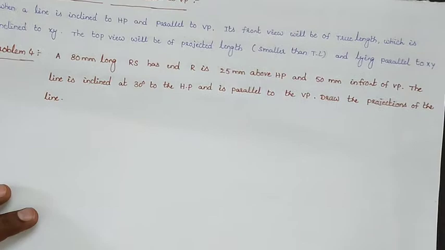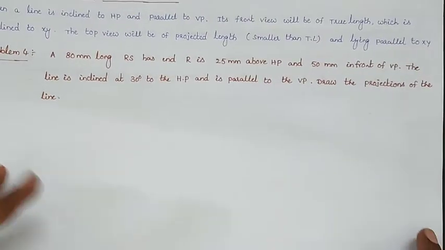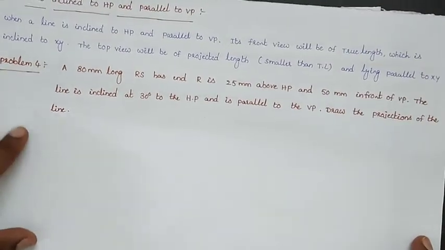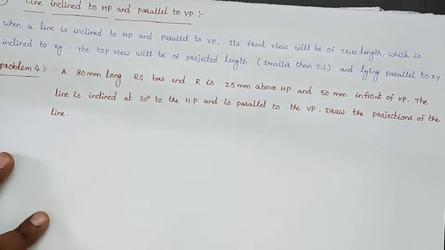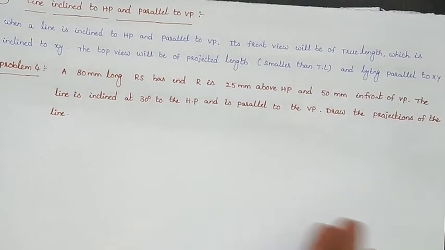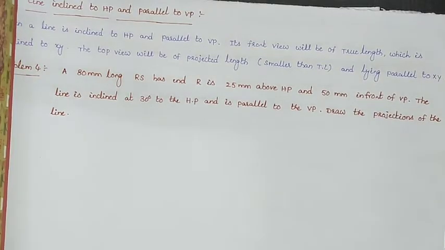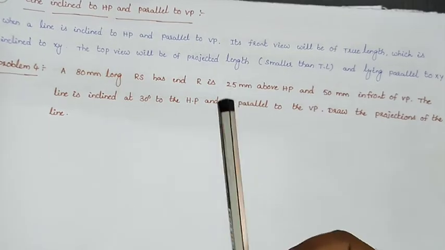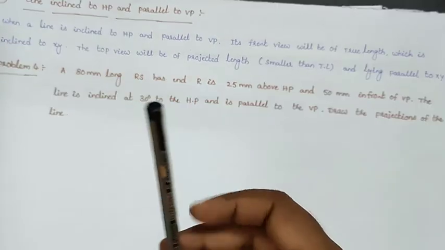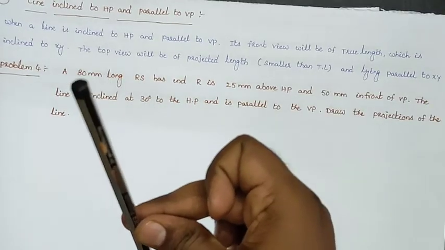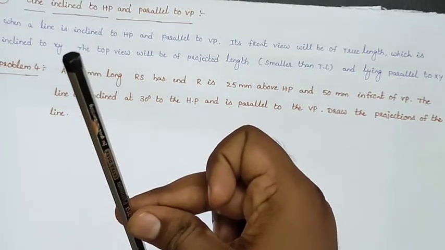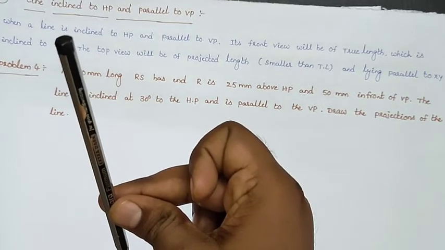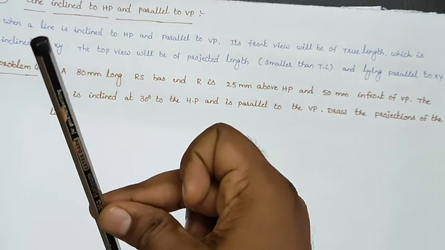Line inclined to HP and parallel to the VP. I am taking this ground as the horizontal plane and this one as the vertical plane. So the line is inclined to the horizontal plane. So this is the position. Whenever a line is inclined to HP, it is always parallel to the vertical plane.